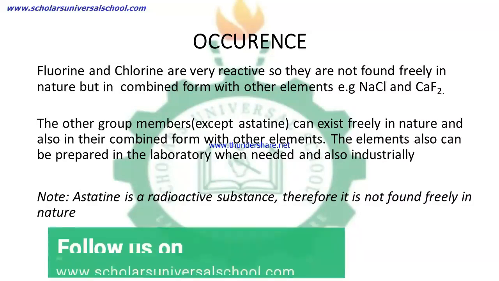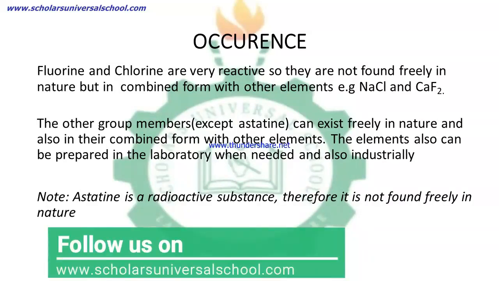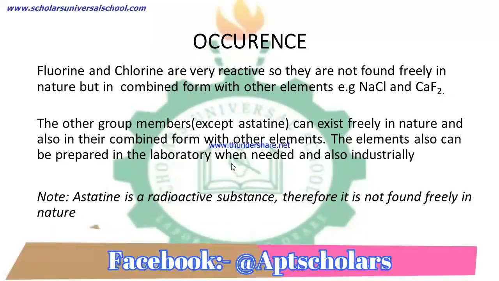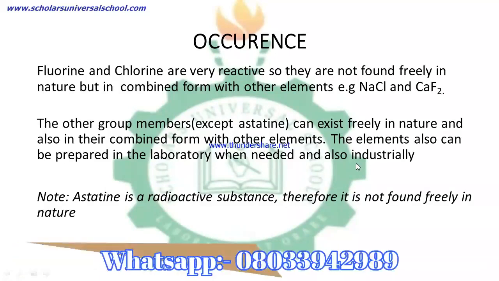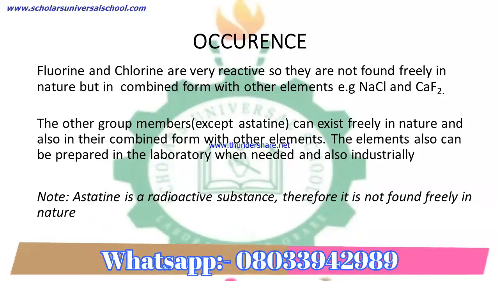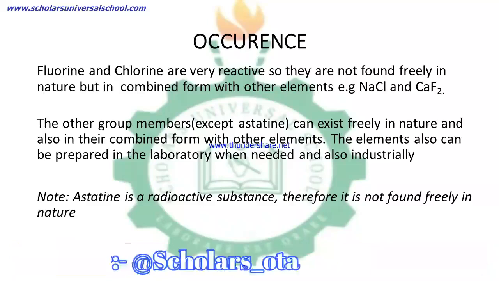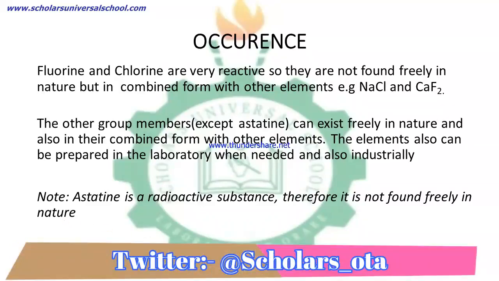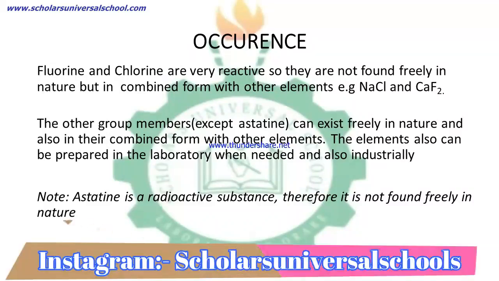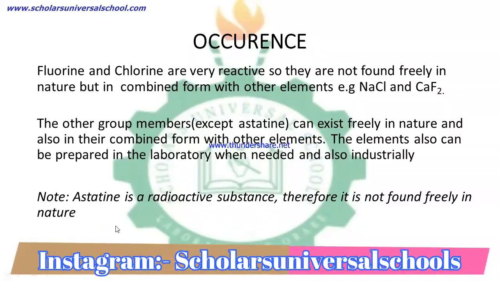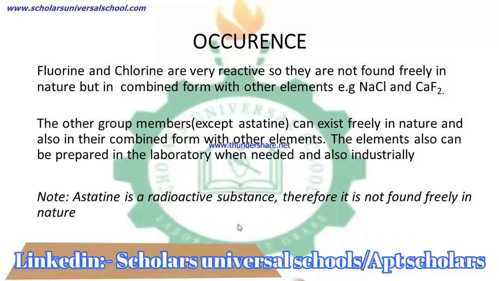Now we're still going to talk about the members of the halogen family individually. We're going to take each of them individually, but we're going to be focusing mainly on chlorine. The elements can also be prepared in the laboratory when needed and also industrially. We won't be able to talk about the laboratory preparation and industrial preparation in this class. So this is just an introductory class. So when we are taking the members of the group, we'll talk about their laboratory preparation and also their industrial preparation.